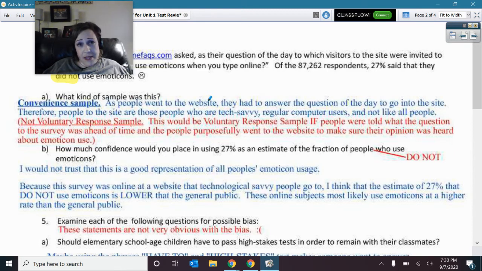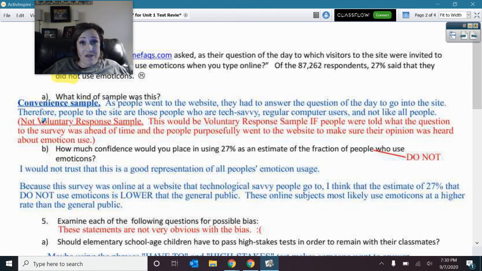But those people might not be like all people. Okay, these are tech savvy people who are already going online, who, you know, may be more likely or less likely, whatever the case may be, to use the emoticons. They are not like everybody.